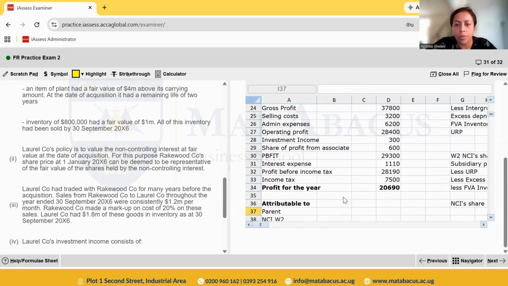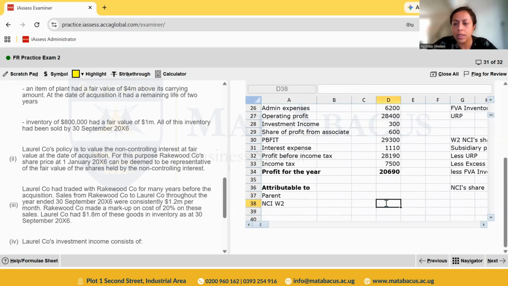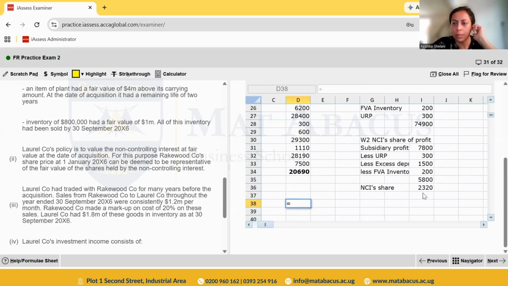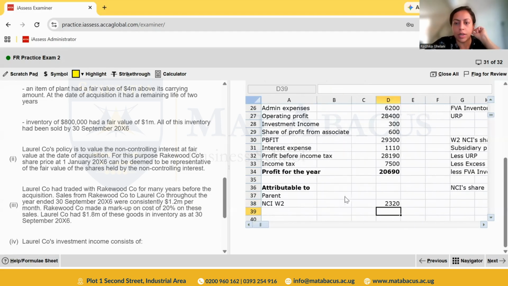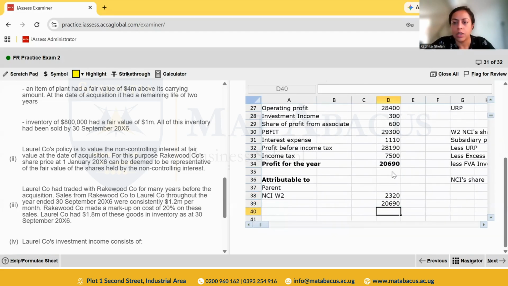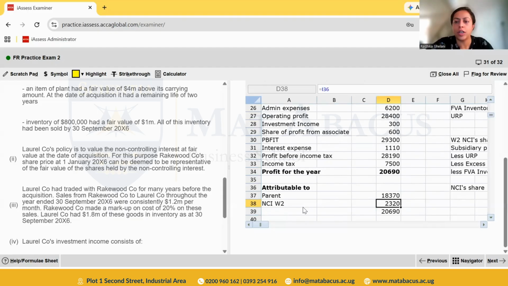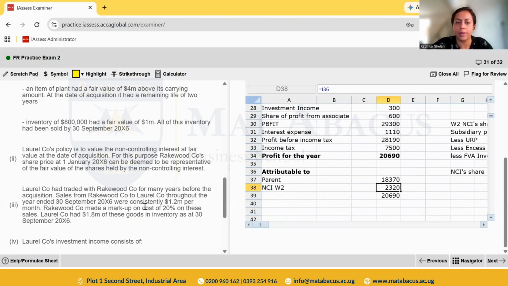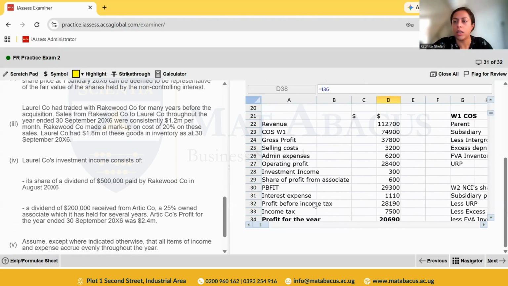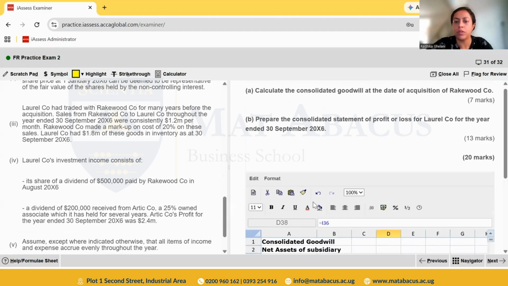So go there, go to your pro forma, and then paste it there. Is equal to, pick that figure. Okay, and we know the total profit was 2690. So how much is attributable to the parent? The balancing figure. Out of 2690, 2320 is for NCI. That means 18,730 is for the parent, and that's your consolidated SOPL done. Okay, so those are how many marks? 20 full marks out there.